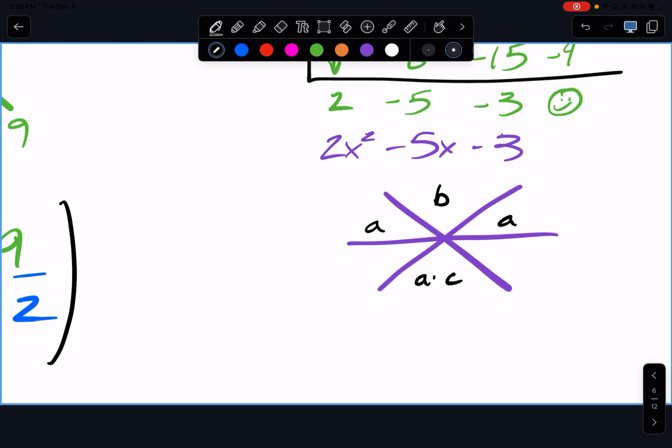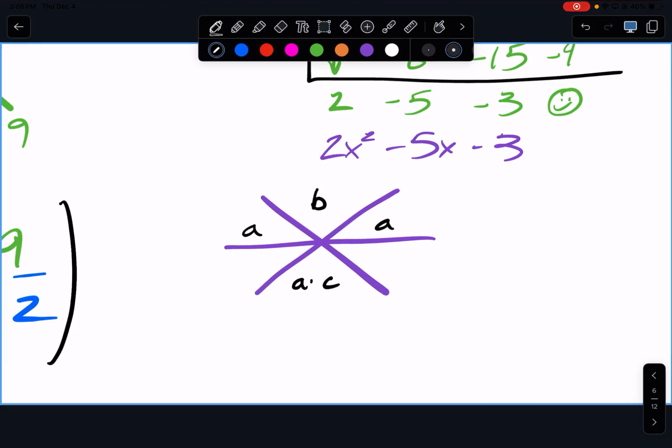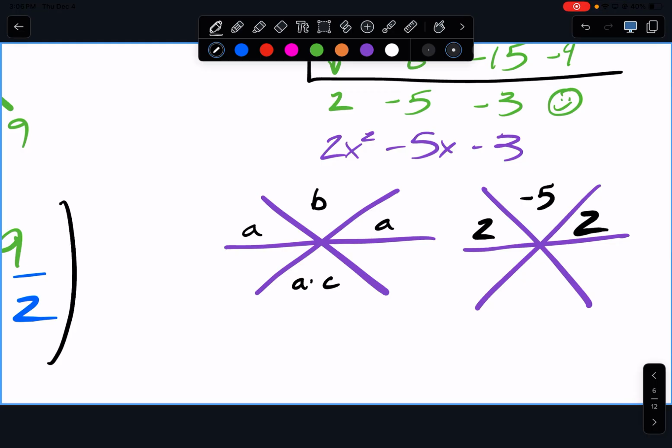I would put it with the letters, just so you have it as a reference, and then we're going to do it with the numbers. That's what we're going to figure out. Okay, and that's what ends up being how you factor it. So in this, it's going to be -5 here. It's going to be 2 here and 2 here, and then A times C is -6. So that's what it looks like for this one.